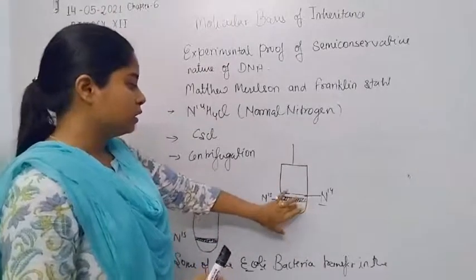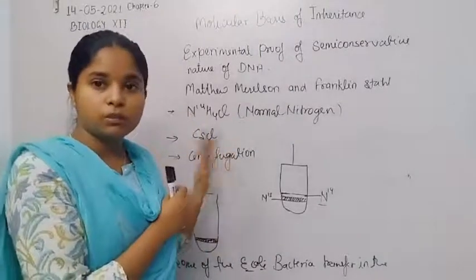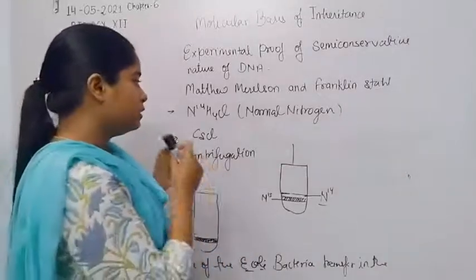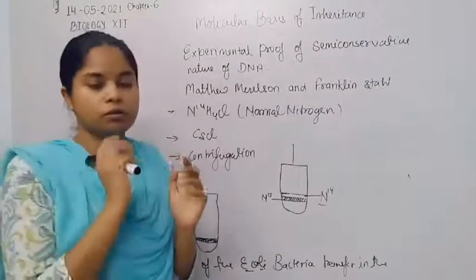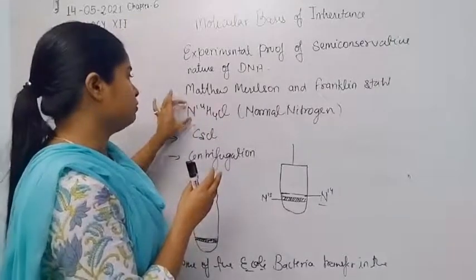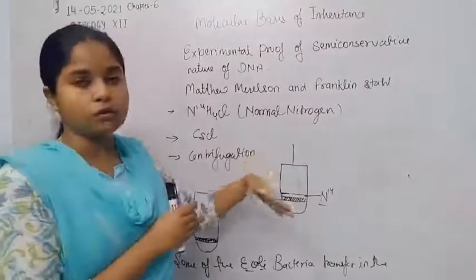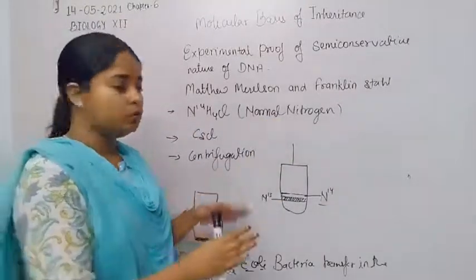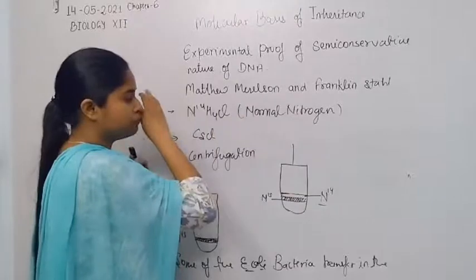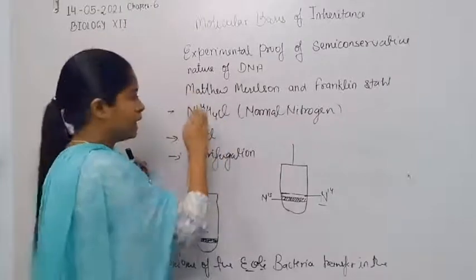So that means within the 20 minutes, when the E. coli bacteria undergo the replication process, they need to synthesize a new strand of DNA, and they use the nitrogen which is present in the medium. That nitrogen was N14, that means normal, but the parental strand was formed by the N15 nitrogen. So the centrifugation shows that after 20 minutes they underwent replication and formed new DNA, synthesized from the N14 nitrogen.